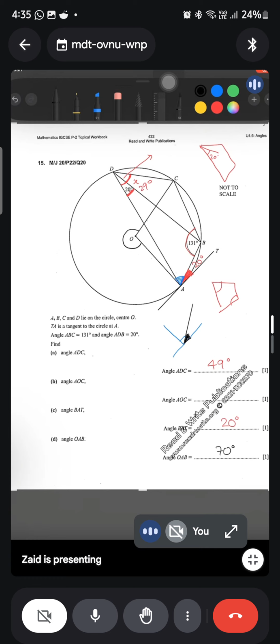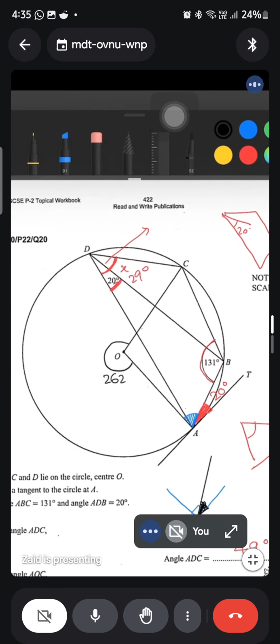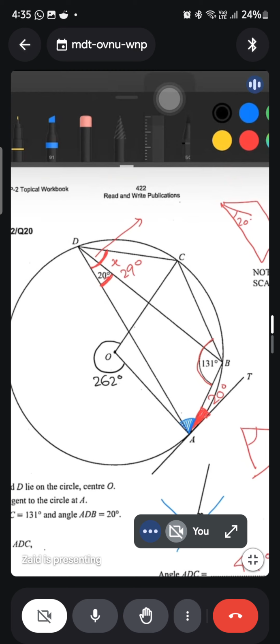Alright? So how much is the outer one? Which rule? The angle at the center is double the angle at the circumference. Okay, the arrow one. Yes, so this is 262. Now just subtract that from 360, and you're going to get this angle.